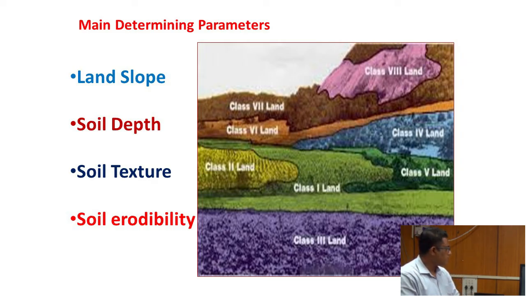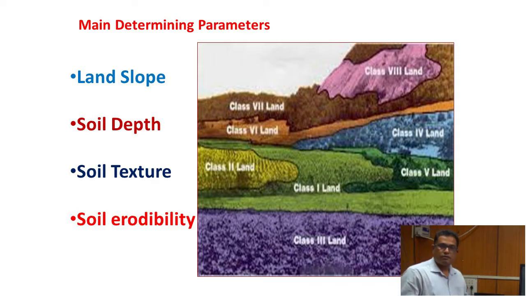Class 7 is again forest land. This cannot be put under cultivation. And class 8 type of land is wasteland. Such type of cliffs would be there, and ravines would be there. On this kind of land, one can go for some aesthetic or recreational purpose, or wildlife improvement. Such things can be done in such type of land.